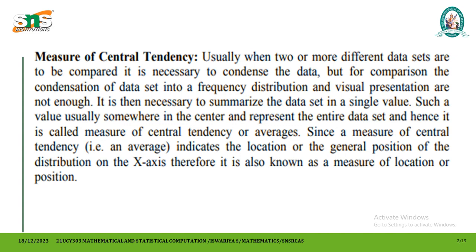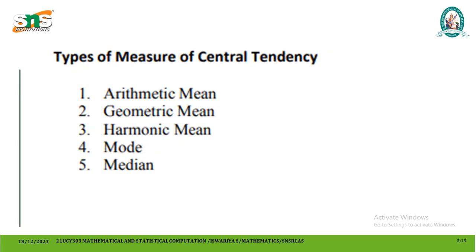Such a value is usually somewhere in the center and represents the entire data set, and hence it is called a measure of central tendency or averages. Since a measure of central tendency indicates the location or the general position of the distribution on the x-axis, it is also known as a measure of location or position. The types of measures of central tendency are arithmetic mean, geometric mean, harmonic mean, mode and median.